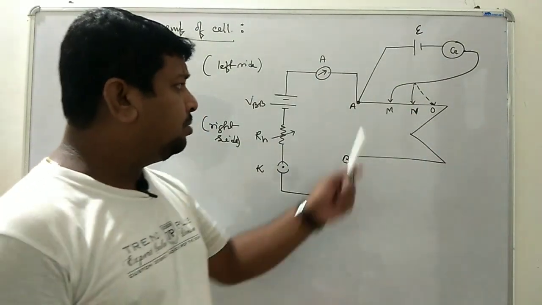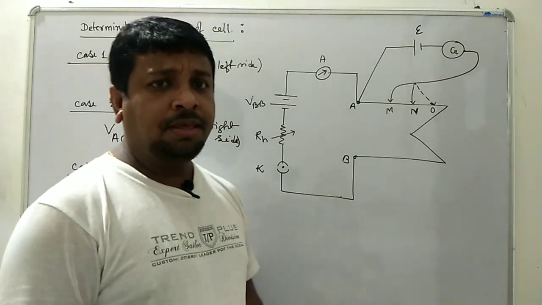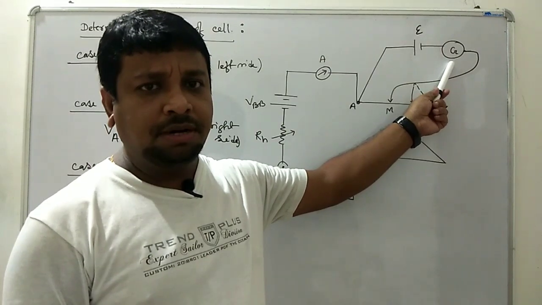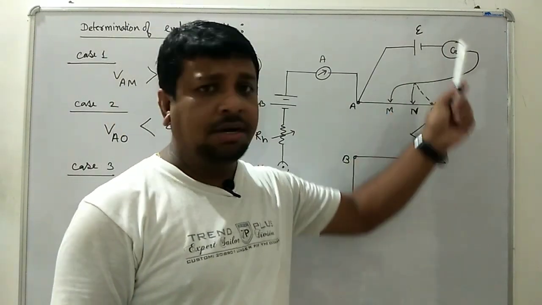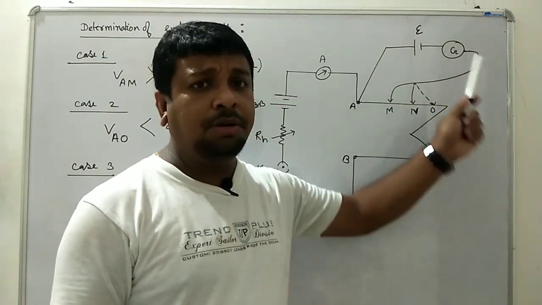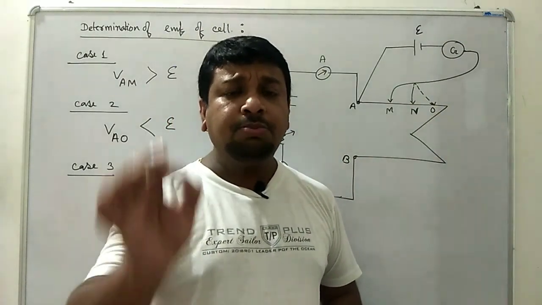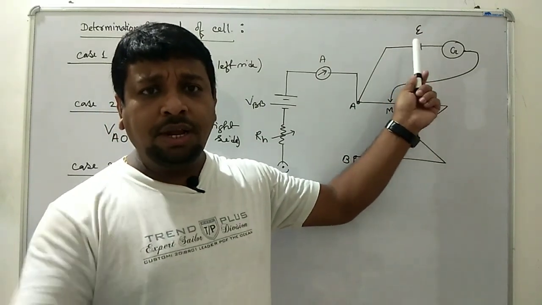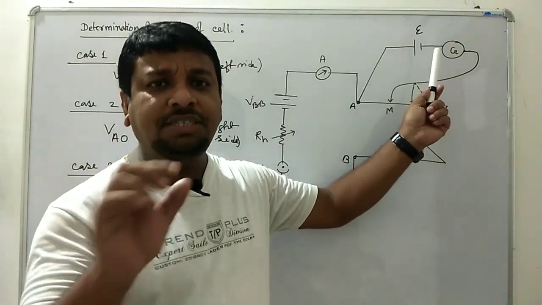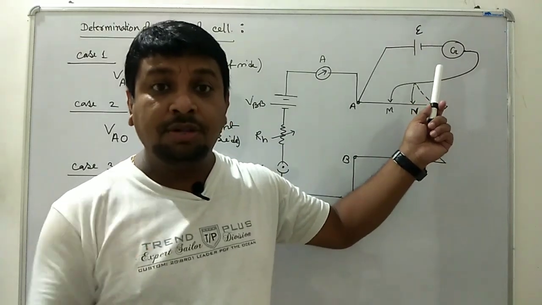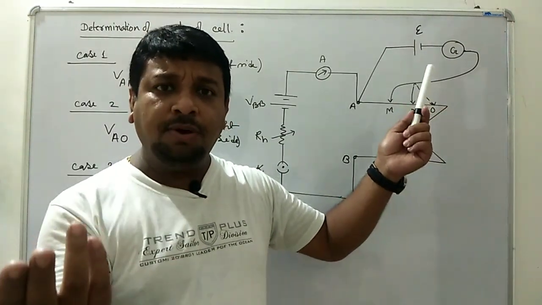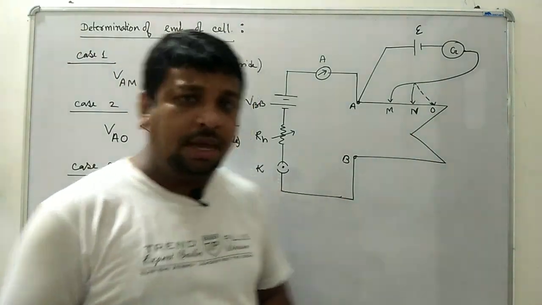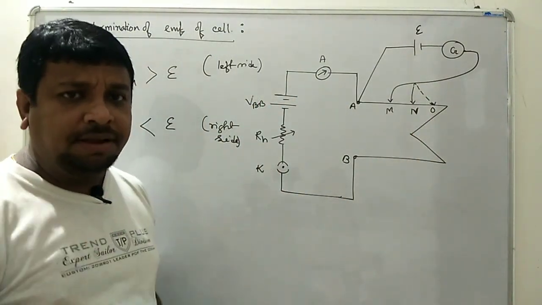The potential difference between A and N is equal to the sum of the EMF of the cell and the potential difference across the galvanometer. But no current is flowing through the galvanometer. When no current is flowing through the galvanometer, that means no current is flowing through the cell. So when no current is flowing through the cell, the potential difference is known as the EMF of the cell, the open circuit potential difference.